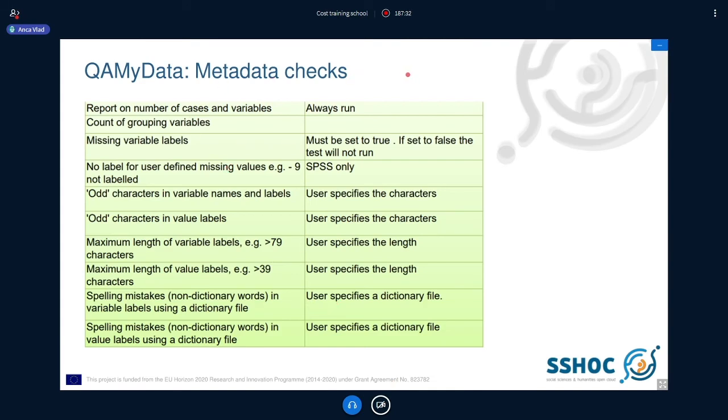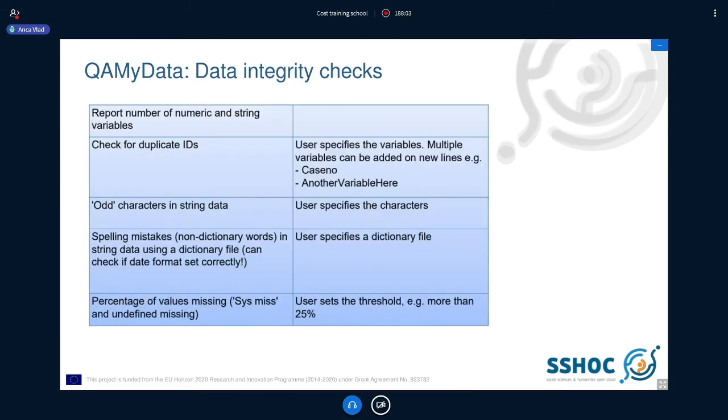So in terms of the checks that it does, I provided a list here. I won't go through the whole list because I see we're time limited, but we would look at the maximum length of variable labels, for example, spelling mistakes, odd characters in variable names and values, missing variable labels, and this is in terms of metadata checks. And then you can customize it as well. So you specify the character and the length of the variable.